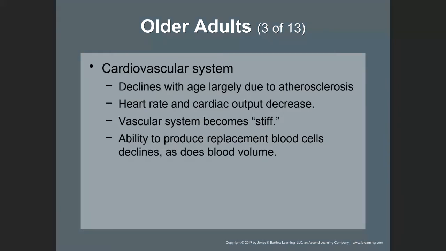The cardiovascular system declines with age, largely due to atherosclerosis. The heart rate and cardiac output decrease. The vascular system becomes very stiff. The ability to produce replacement blood cells declines, as does blood volume. And when the body is not able to reproduce cells properly, that's where we start to get abnormal cell forming, and that will lead to cancerous cells and cancerous tissue forming.